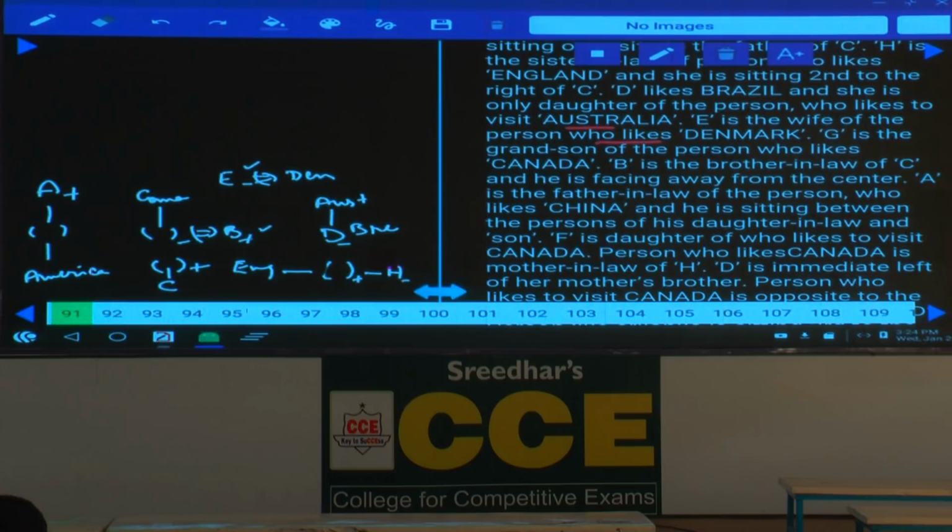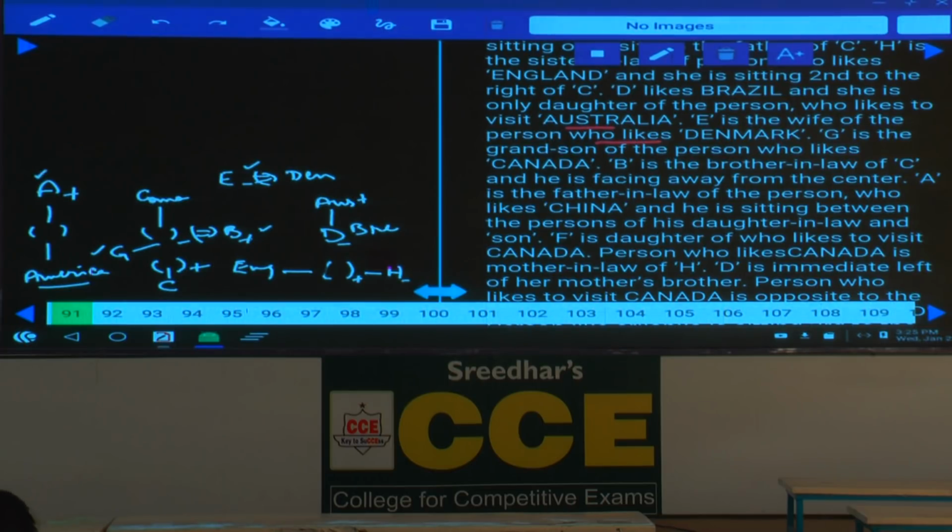G is the grandson of the person who likes Canada. That means G must be at this place. That means who are the persons that come under this 3rd category? The person who likes America and G.